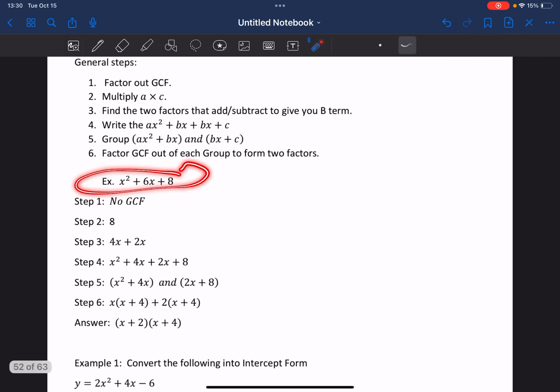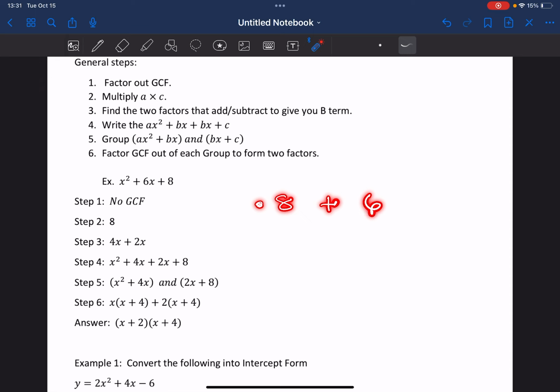So looking at this example here, our first step is to factor out the GCF. Well, there's no GCF, so we skip that part. Then it says multiply A times C. So if this is A, B, and C, A times C would be 1 times 8, which is 8. That's how they got 8. Then they need two numbers that multiply to 8, but add to the B value of 6. That's how they got 4 and 2, because 4 times 2 is 8 and 4 plus 2 is 6. So that's how they wrote 4x plus 2x. Instead of writing 6x, they swapped that and put 4x plus 2x.